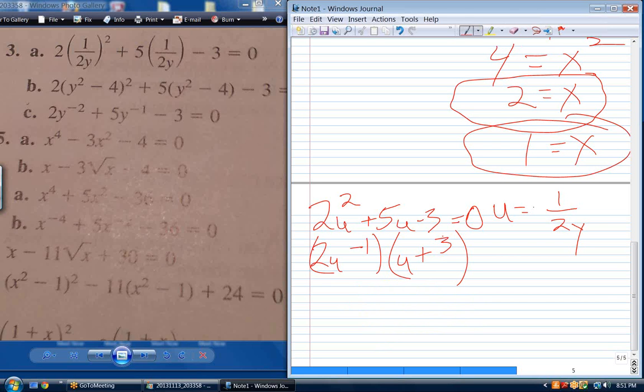So, now there's a couple of ways we can, I like the way we've been doing it. Let's solve for u. Would u equal 1/2 and u equals -3? Now let's solve for y. 1/2 equals 1/2 y. Do you just divide both sides by half and y equals 1?